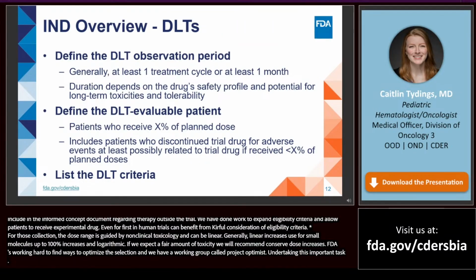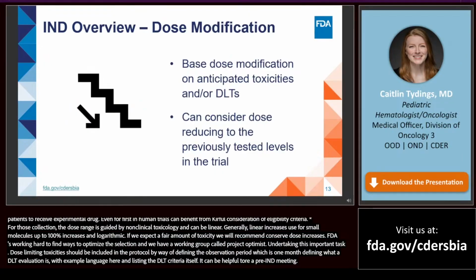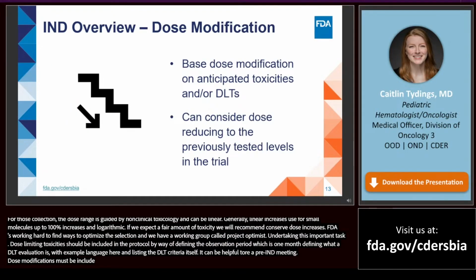Dose-limiting toxicities should be included in the protocol by way of defining the observation period, which should be at least 1 month, defining what a DLT evaluable patient is, with some example language here, and listing the DLT criteria itself. This is where it can also be helpful to have a pre-IND meeting, as there's often some back and forth regarding DLT criteria. Dose modifications must be included and based on anticipated toxicities and/or the dose-limiting toxicity. You can also consider dose reducing to the previous tested levels in the trial.